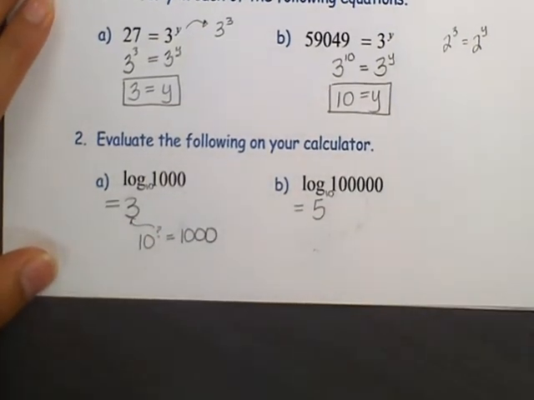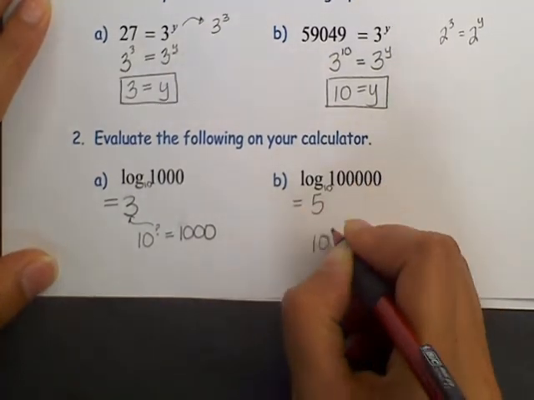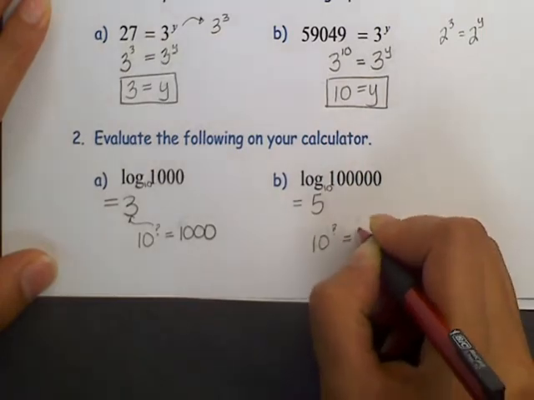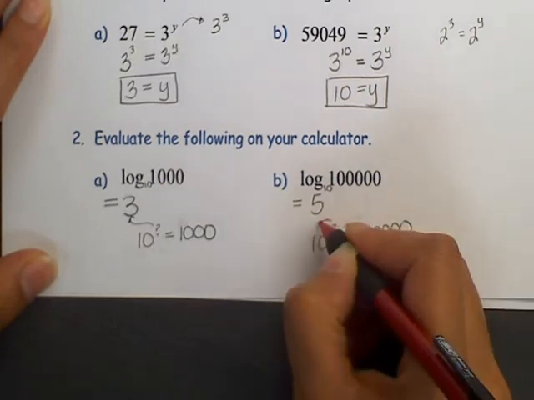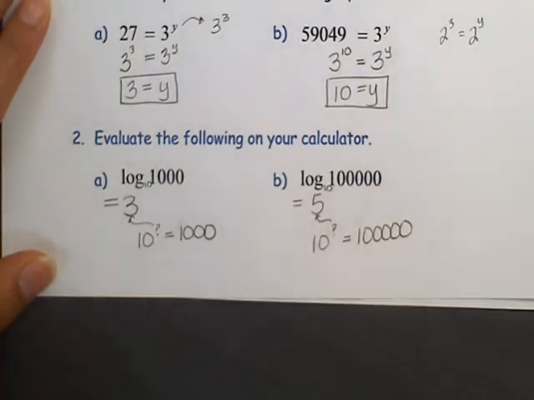Now let's see if that works for the other one. Again, I'm trying to figure out 10 to what exponent will give me an answer of 100,000. And so I know that that exponent would be 5. 10 to the exponent 5 would give you an answer of 100,000. So that's how that actually works.